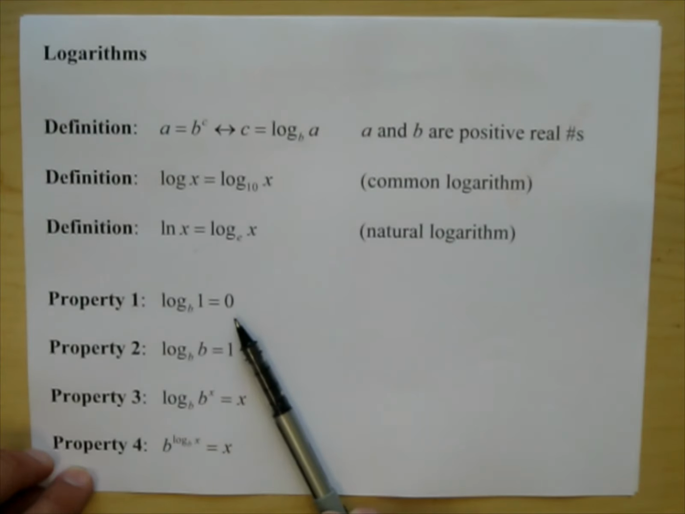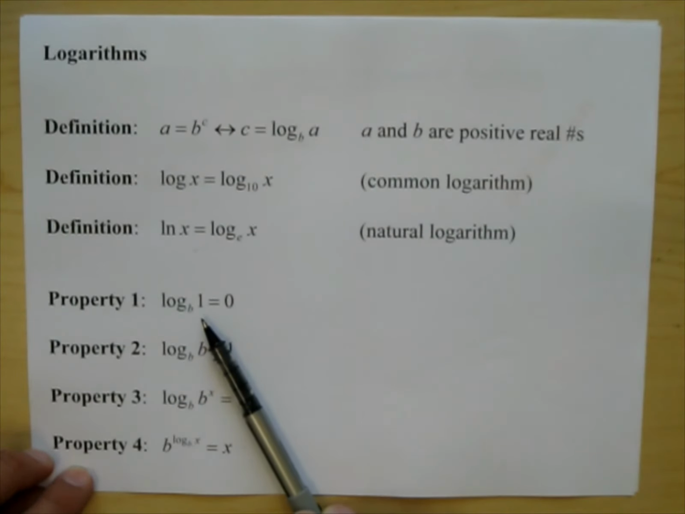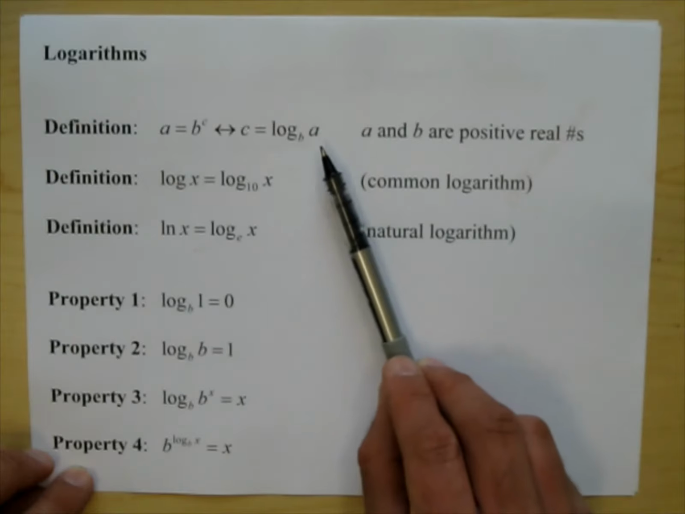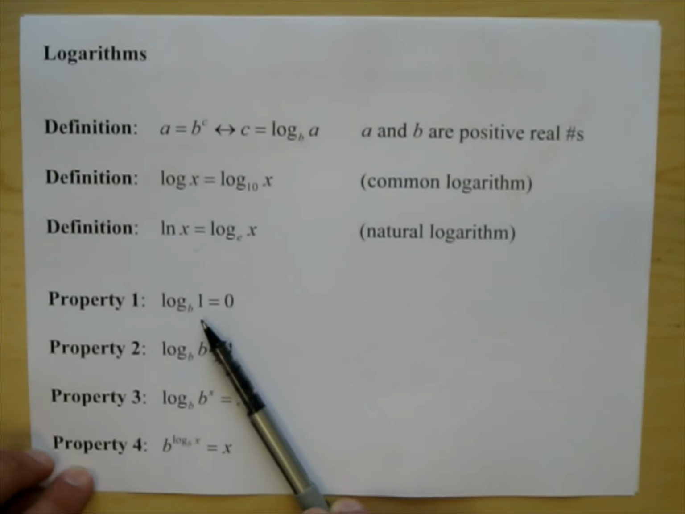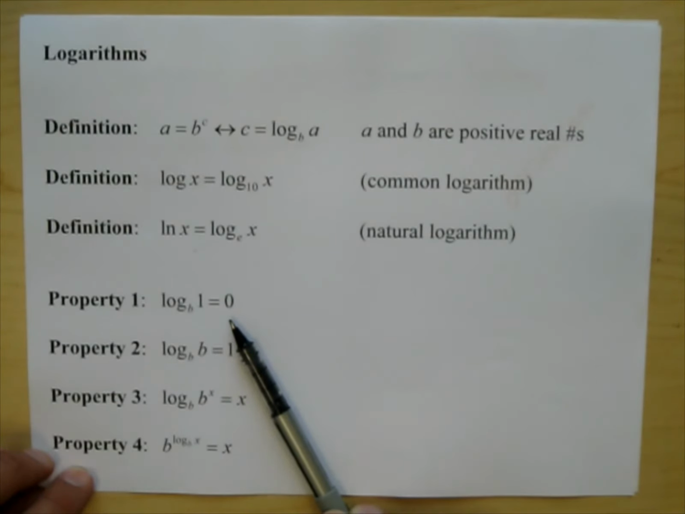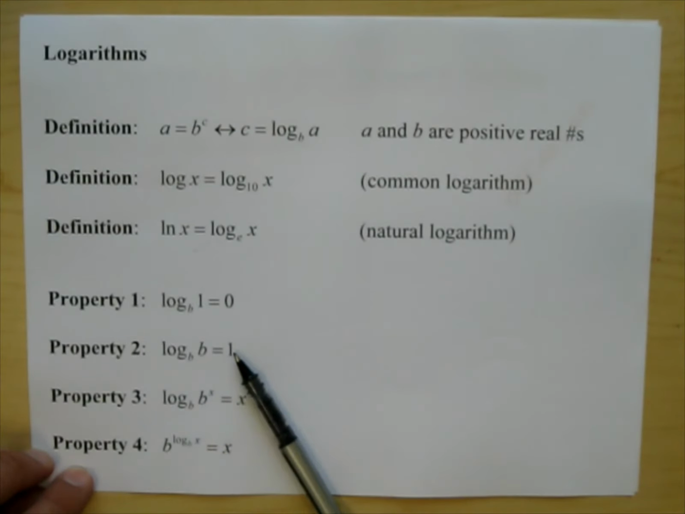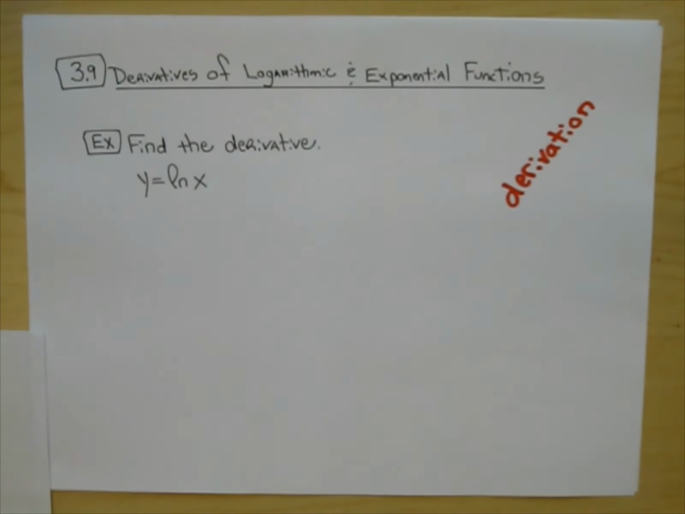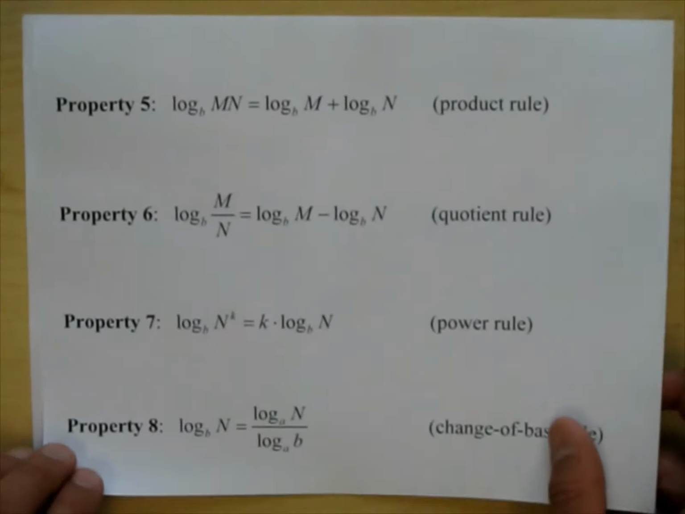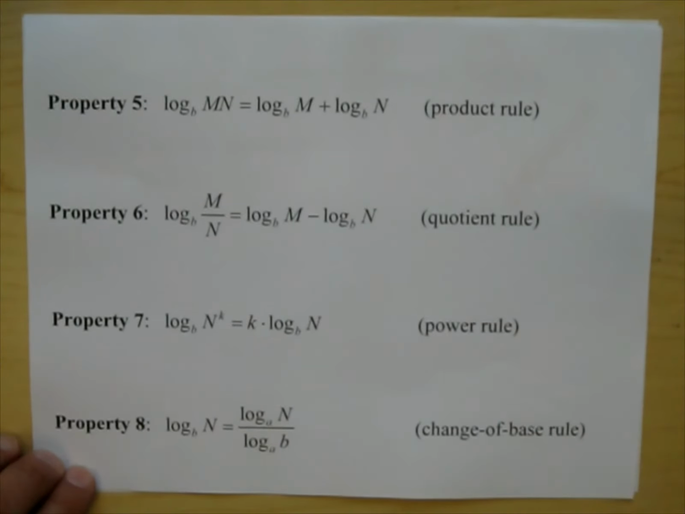Log base b of 1 is 0. Anytime the argument of the log, that's what that a is called, the argument, is 1, then the log is 0. Anytime the base and the argument are the same, because you're really saying b to the 1 equals b, then it's 1. And then here are some other properties, where log base b of b to the x is x, and b raised to the log base b of x is x. Other properties that we will use. So make sure you become familiar with these again.